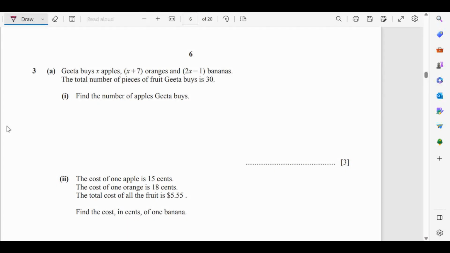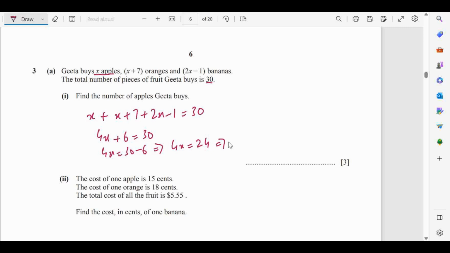Geeta buys x apples, x plus 7 oranges and 2x minus 1 bananas. The total number of pieces of fruit Geeta buys is 30. Find the number of apples Geeta buys. So the number of apples is x, and the total is 30. So x plus 7 plus 2x minus 1 is equal to 30, which means 4x plus 6 is equal to 30, and 4x is equal to 30 minus 6, which means 4x is equal to 24. So x will be 24 divided by 4, which means x is equal to 6. So 6 will be the final answer.